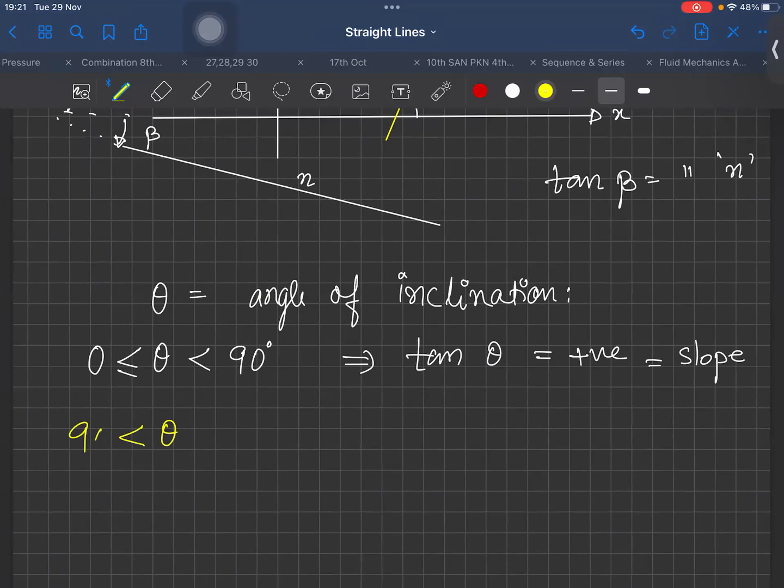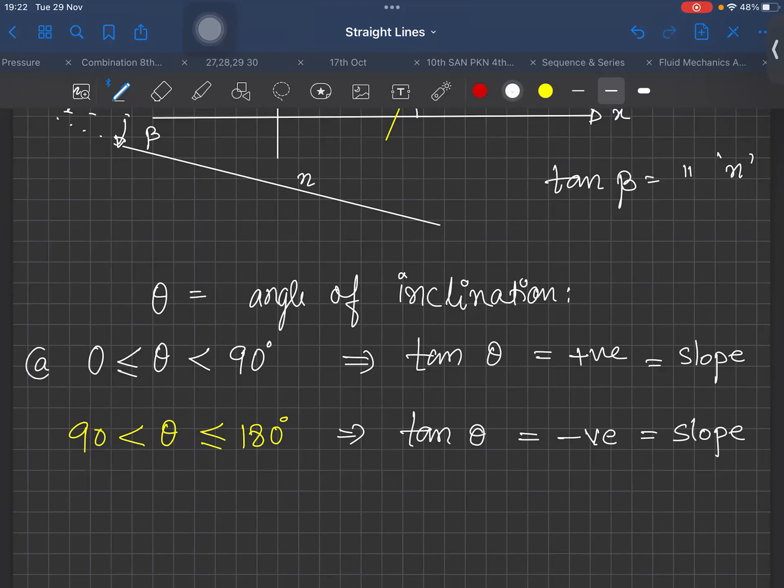What if theta is greater than 90 but lesser than or equal to 180? We are not talking about 90 because tan 90 is infinity. So what is happening here? Is tan theta positive or negative? Negative, right? So slope is negative. Understood this part? Hopefully this is clear.